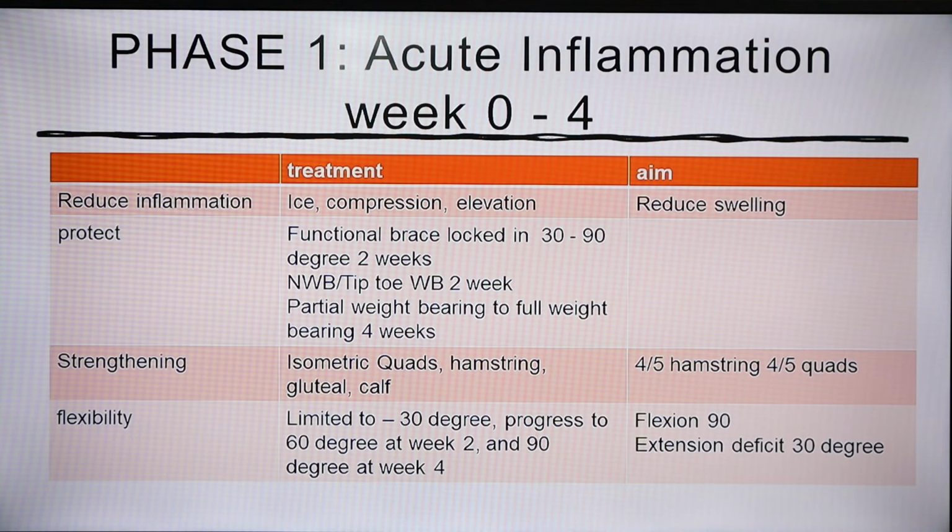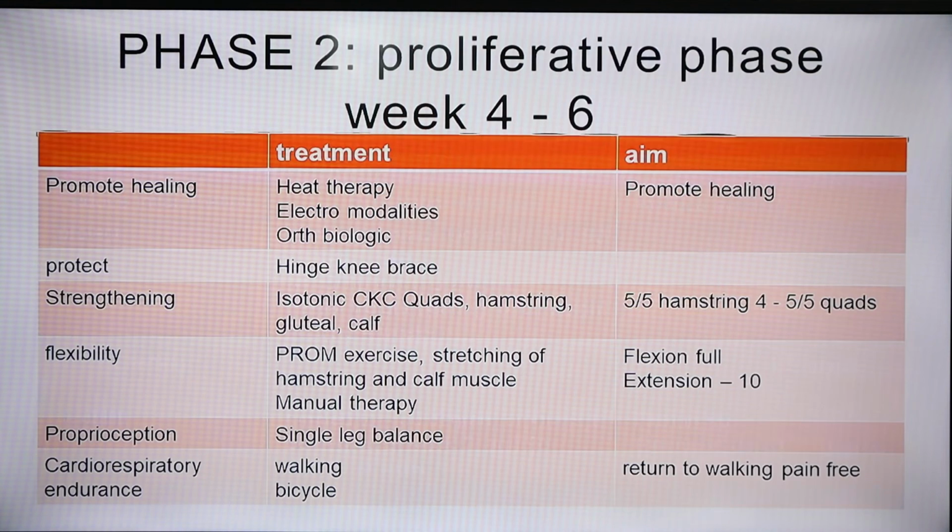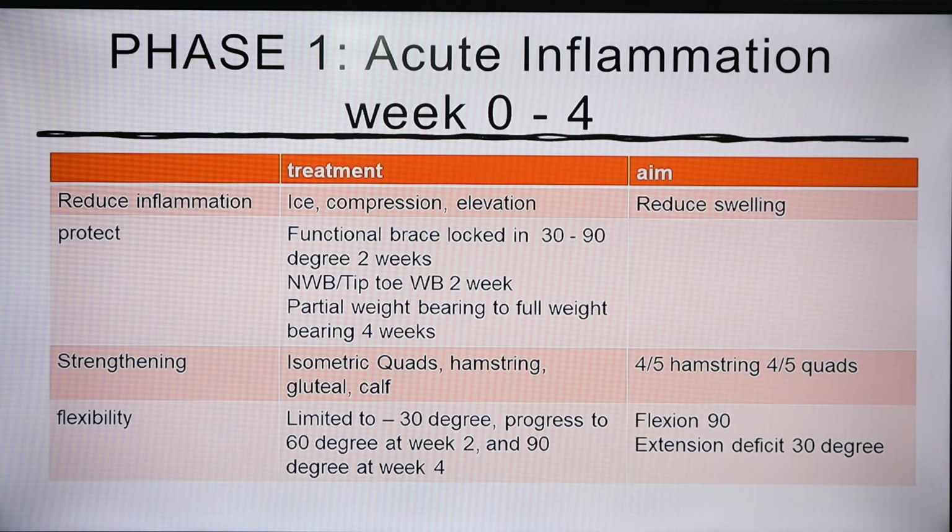Strengthening, we start the patient with isometrics and flexibility. It is limited to 30 degrees for the first 2 weeks, and then we progress to 90 degrees up to 4 weeks. That means we don't allow full extension. Not allowed because the POL is taut in extension, so we want to relax the POL so that it can actually heal as well.